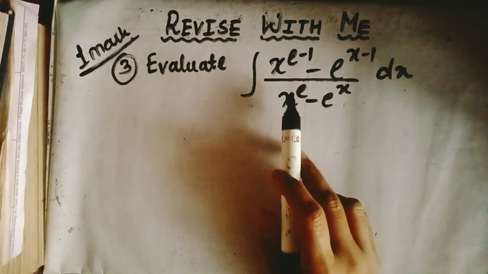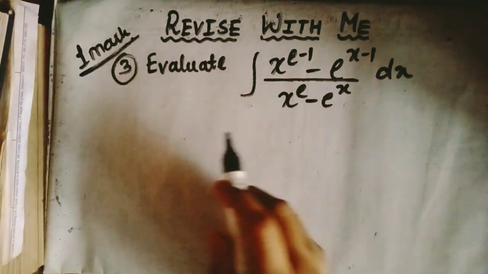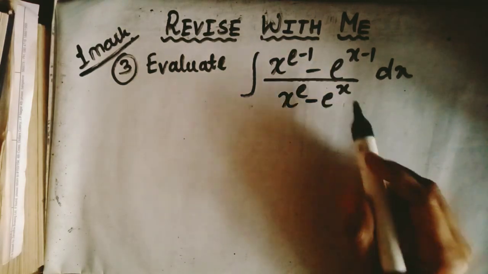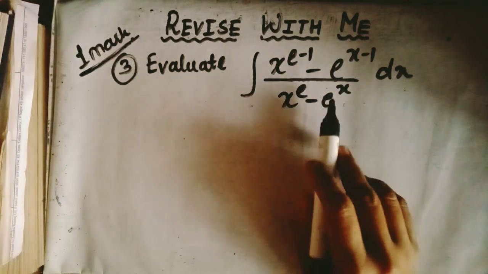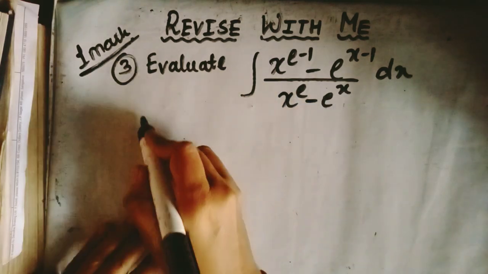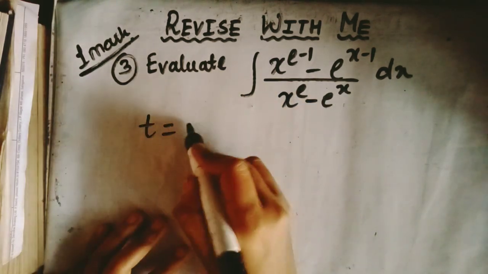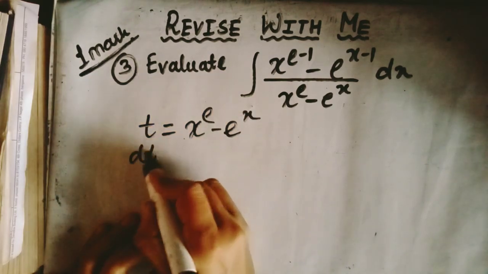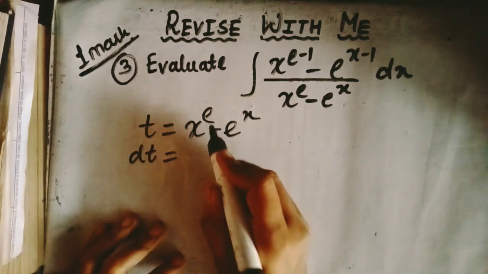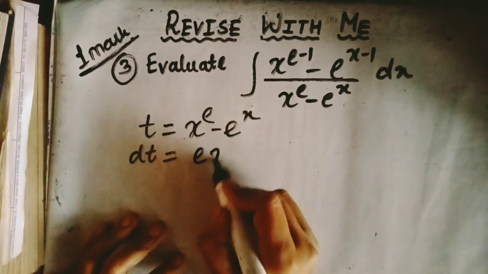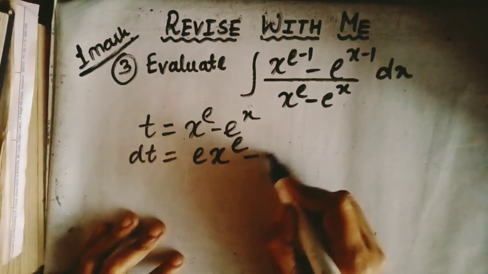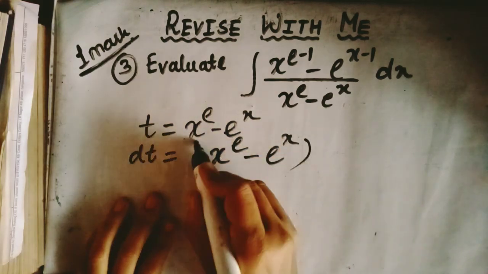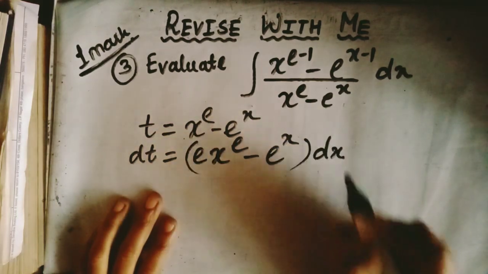So you have to integrate this term. So looking at the numerator and the denominator, let's substitute x raised to e minus e raised to x as t. Okay, so its derivative is e x raised to e minus 1 minus e raised to x. Okay, so this is dx.